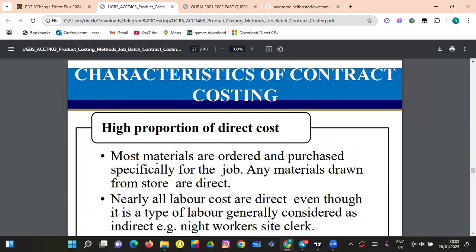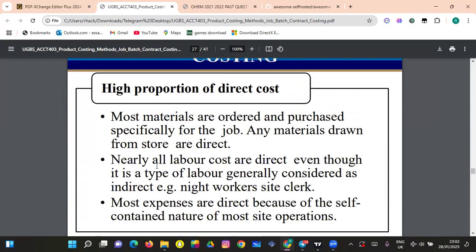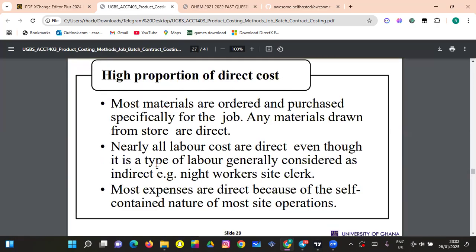So characteristics of contract costing. It has a high proportion of direct cost. Most of the materials are ordered and purchased specifically for the job. Whatever you are going to use for creating a bridge is what you need to use for the bridge making. So any material drawn from the store is direct.